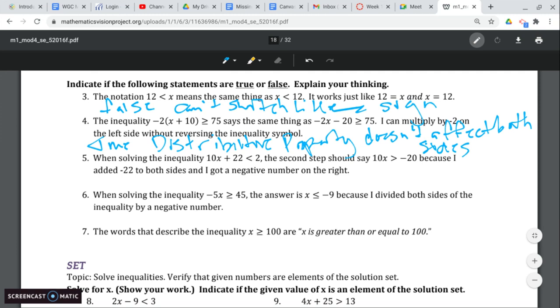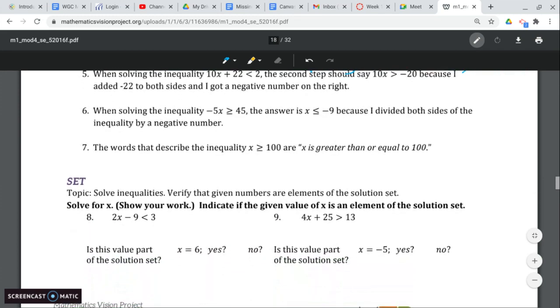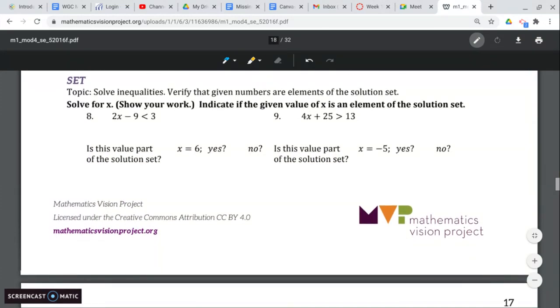All right, so you guys have 5, 6, and 7 to determine whether or not the statements are true or false and explain your reasoning. All right, the next section, we're solving inequalities. So solve for x, show your work, indicate if the given value of x is an element of the solution set. So is the value given part of the solution? Because, when we're dealing with inequalities, we have multiple correct answers.